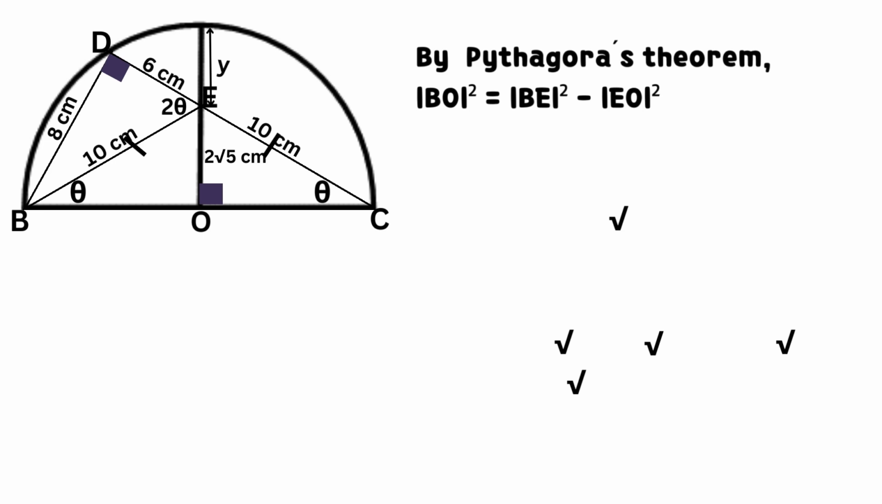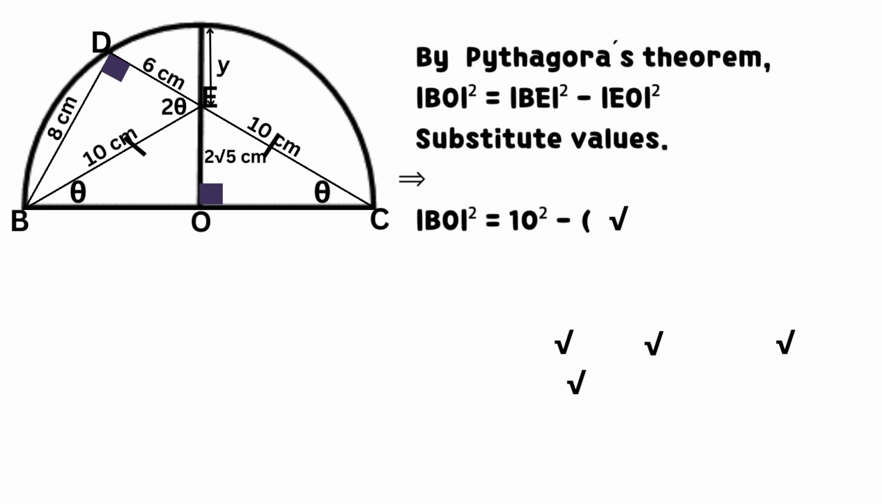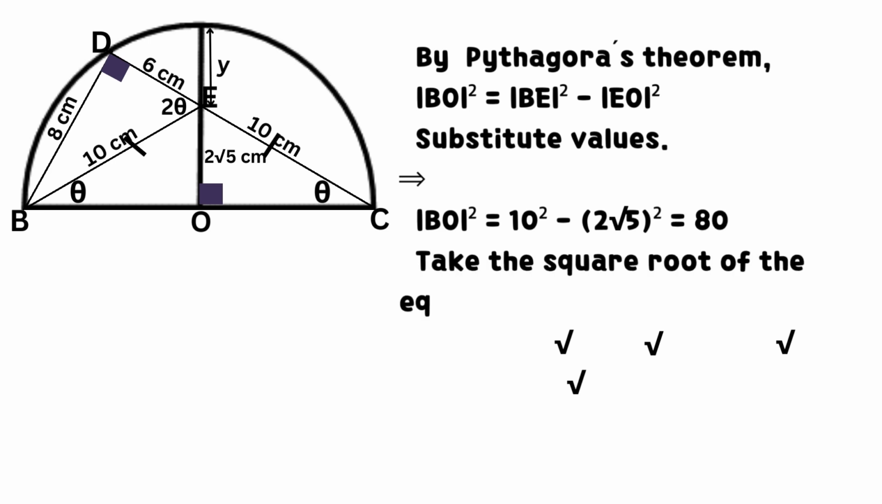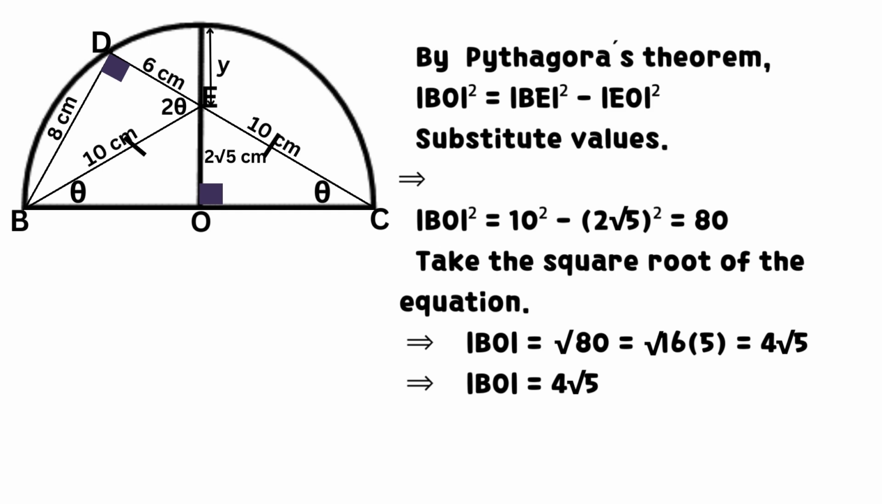By Pythagoras' theorem, the square of line BO equals the square of line BE minus the square of line EO. Substitute values. It signifies that the square of line BO equals 80. After substitution of values, take the square root of the equation. Line BO equals the square root of 80, which equals the product of 4 and the square root of 5.